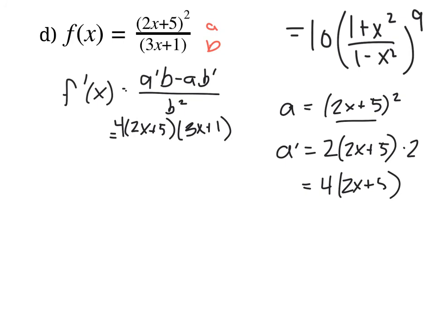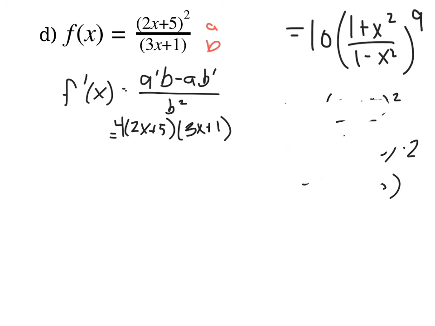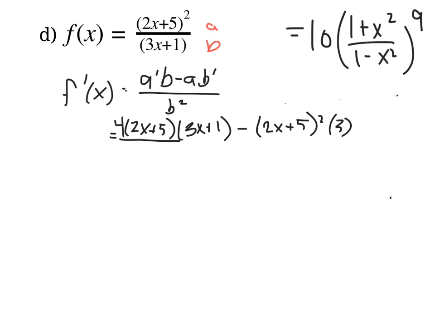And I'm going to run out of space here, so I'm just actually going to erase this. I think you guys understand that part. Minus A B prime, so A is (2x + 5) squared. B prime is just going to be 3, right? All over B squared, (3x + 1) squared. There you go. That's what f prime of x is. So when you use the power of a function rule, you don't actually have to make that substitution or use the chain rule, even though that's what you're doing, sort of behind the scenes. Okay?